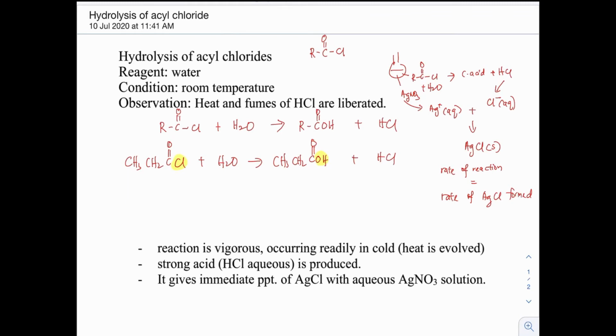Alright, now let's say we're trying to make things more complicated by drawing a skeletal formula, for example. Now let's say we have this. Upon reacting with H2O, it will form COOH over here. So all these are examples of hydrolysis, and the reaction is very vigorous because acyl chloride itself is very reactive.